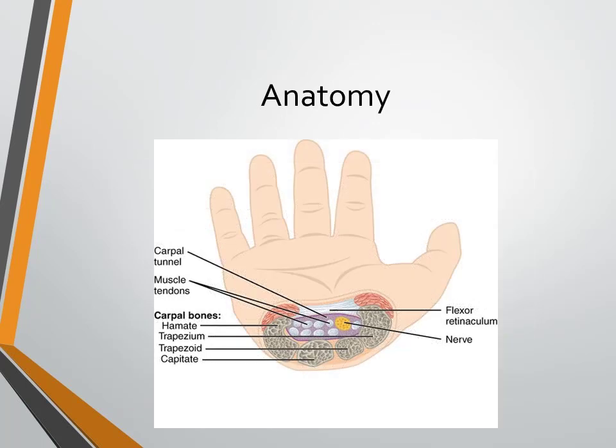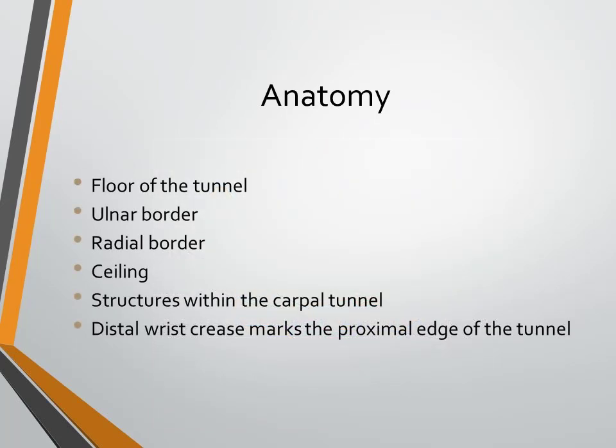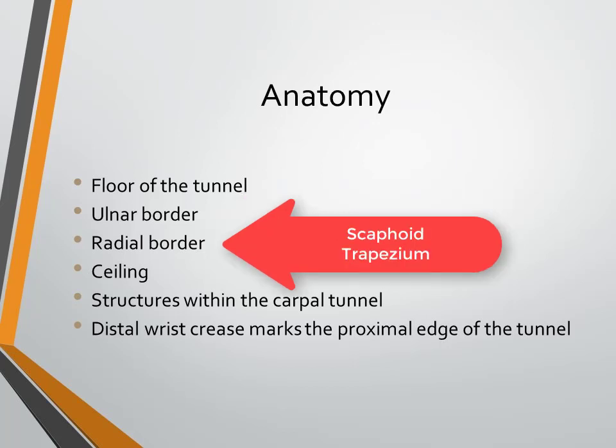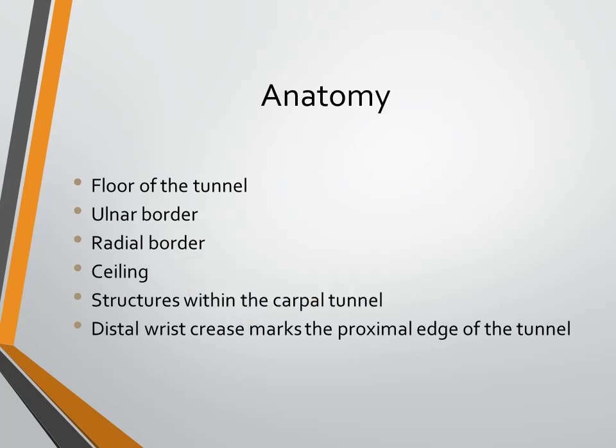Looking at the anatomy of the carpal tunnel, the floor of the tunnel are your carpal bones. The ulnar border is the hook of the hamate and pisiform. The radial border is the scaphoid and trapezium, and the ceiling is that flexor retinaculum. Structures within the carpal tunnel include the flexor digitorum profundus, flexor digitorum superficialis, flexor pollicis longus, and the median nerve. The median nerve divides into both a motor and a digital sensory branch. The distal wrist crease marks the proximal edge of the tunnel.